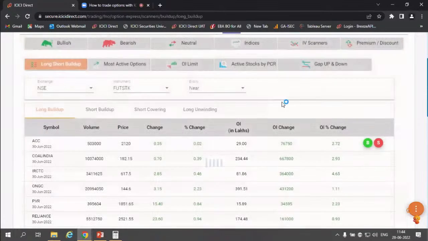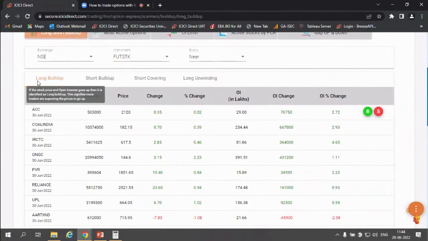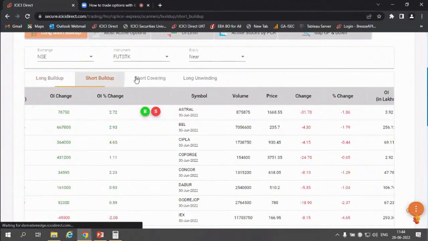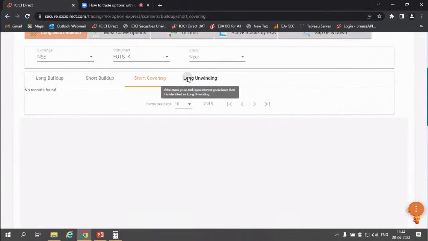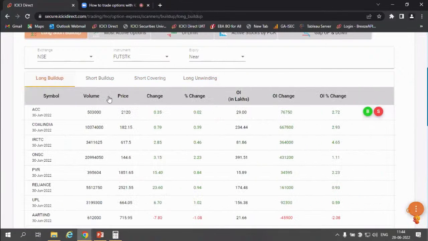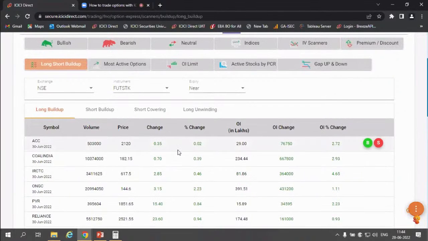Similarly for the long and short build-up: long build-up, short build-up, short covering, and long unwinding are the four different perceptions of the market, of what is happening in the particular stock.